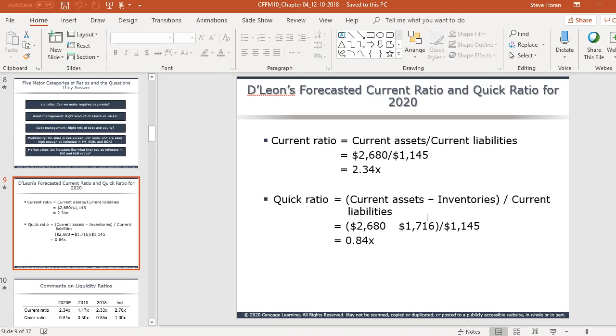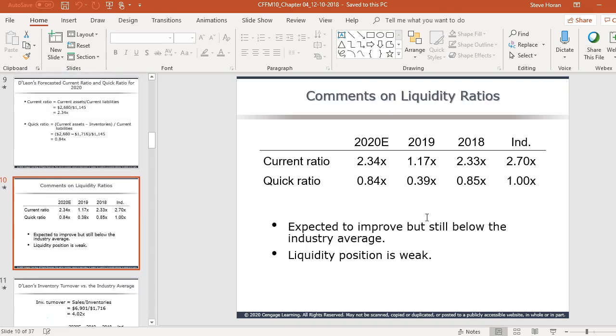So the current ratio and the quick ratio are helping us understand the liquidity of our company. What they like to do next, after we compute the ratios, is talk about what the numbers mean. What's the trend showing us? Industry is over here, and then we've got a 3-year trend for our company.